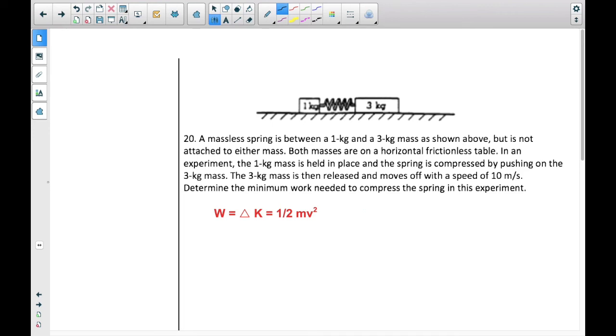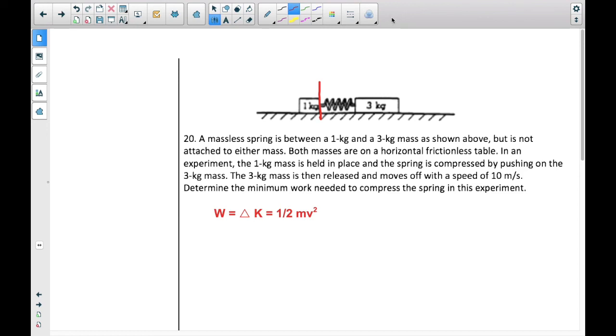Okay, let's first of all clarify what the 1 kilogram mass is doing. And that is, the 1 kilogram mass is not doing much at all. It is basically acting like a wall. That's all it's doing. It's just holding that spring in place. It's something to compress against. Other than that, that 1 kilogram mass is not part of our problem.